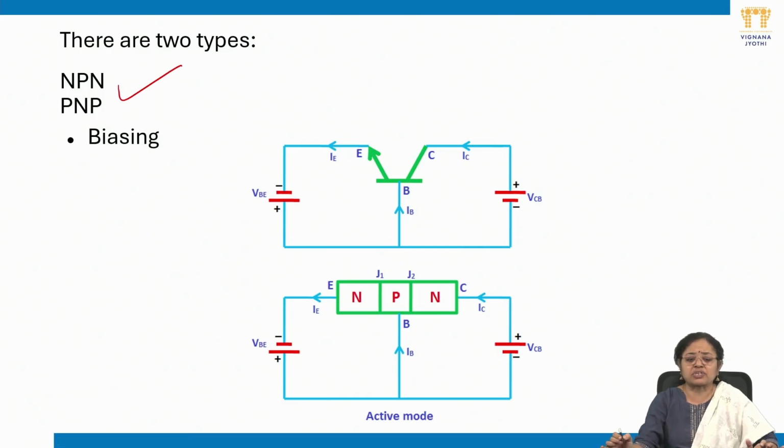Similarly, an N type semiconductor sandwiched between two P type semiconductors gives a PNP transistor. For the transistor to work, it has to be biased. Biasing is nothing but the application of external energy, an external power supply.